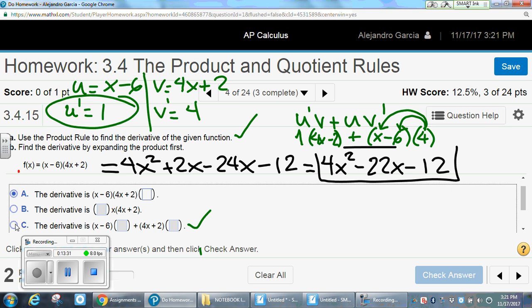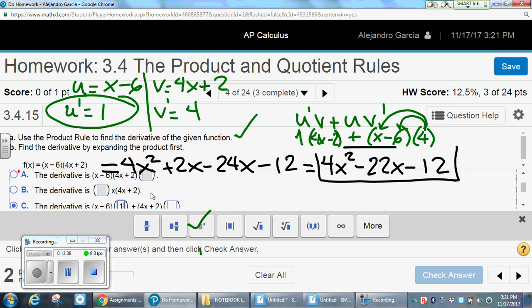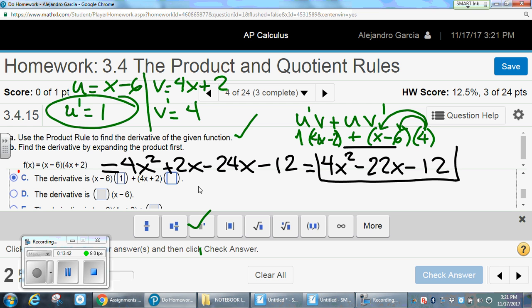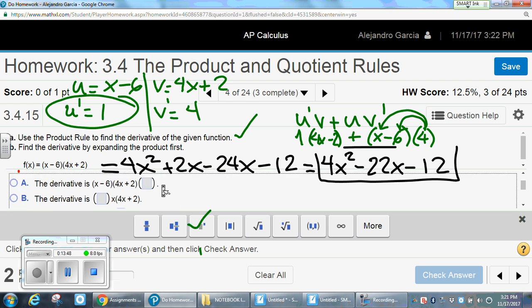The V prime and the U prime. So let's do that, Alejandro. So there, enter a 1. So that would be U prime. Shouldn't it be 4? Because that. Oh yeah, I'm sorry, that would be the 4.